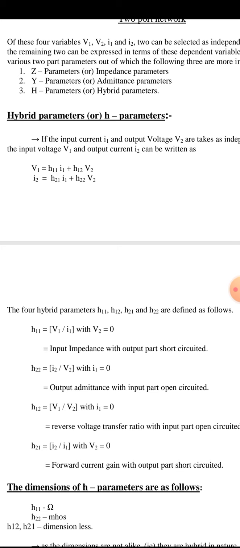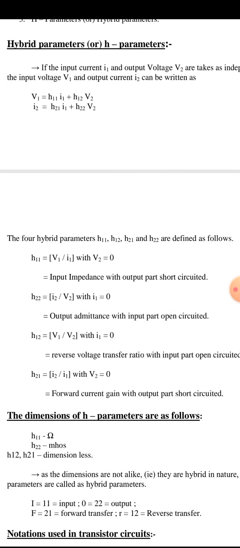At that time the output side is shorted, meaning V2 is equal to 0. H11 has the unit ohm, H22 has mho, and H12 and H21 are dimensionless, because H12 is a reverse voltage transfer ratio and H21 is a forward gain ratio. That's why they are unitless.